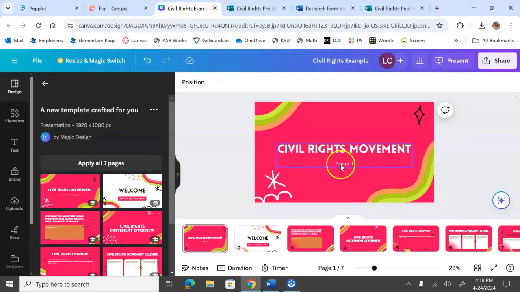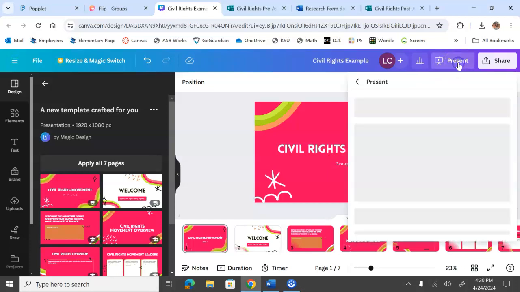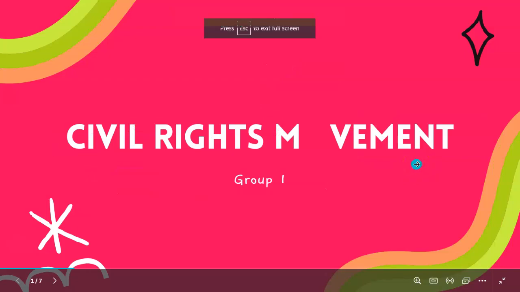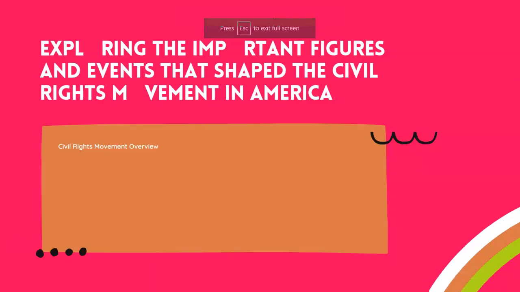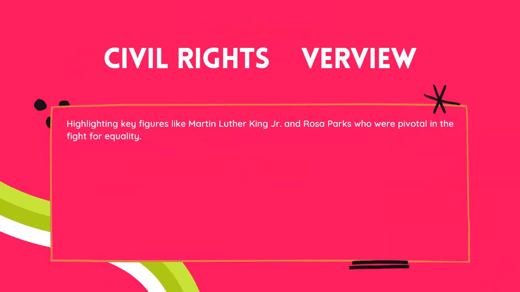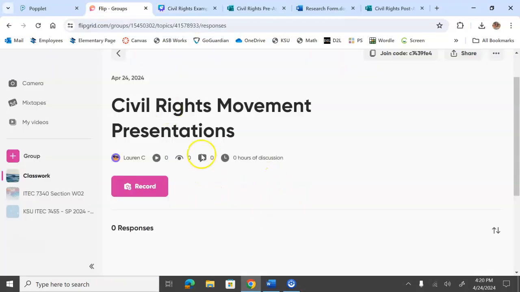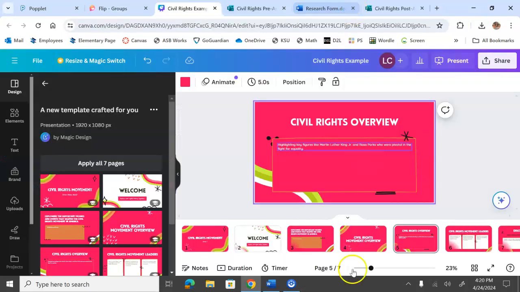Next, they used Canva to create a presentation. I think the little O's are missing. Once they did that, they were able to open it up into Flip, Civil Rights Movement presentations. I created a new one because I didn't want my students to be on here, but they were able to record and share, and it was really interesting.